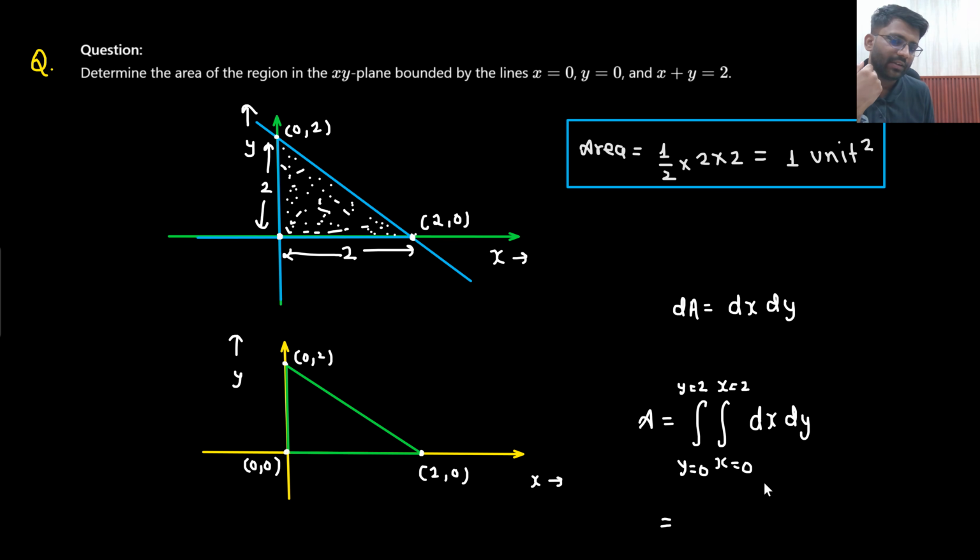And then we will solve it. Once you solve it, you would get to know, sir, this would give me 2, and this would also give me 2. 2 into 2, the answer is coming out to be 4, which is wrong.